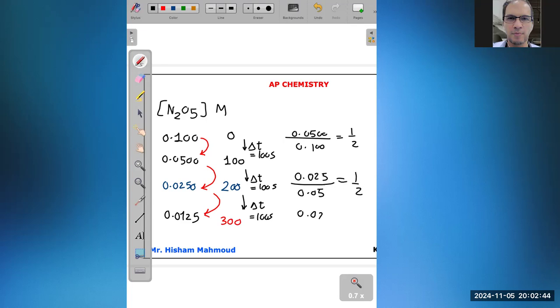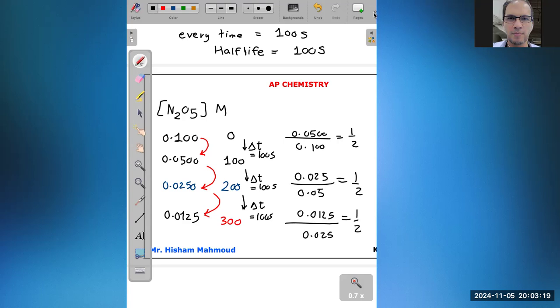So every time you are decreasing by half. How much time do you take every time, Yassin? What is the time that's required? 100 seconds. So what is the half-life of this reaction? Half-life is equal to 100 seconds for the concentration to be halved.